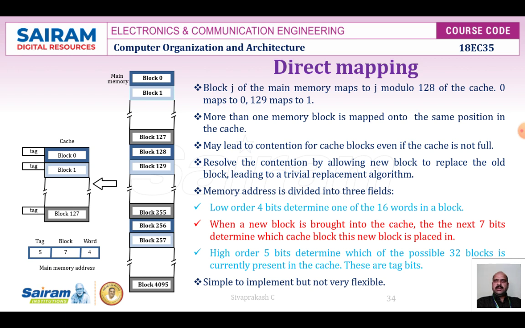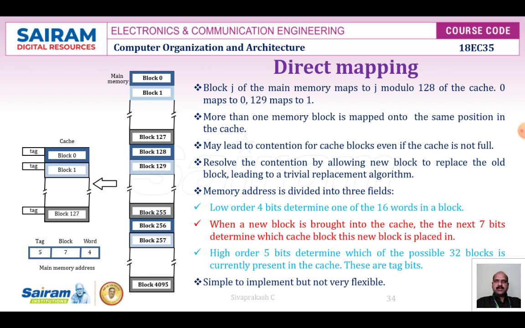Direct mapping. The simplest technique, known as direct mapping, maps each block of main memory into only one possible cache line. In direct mapping, we assign each memory block to a specific line in the cache. If a line is previously taken up by a memory block, when a new block needs to be loaded, the old block is going to be trashed.